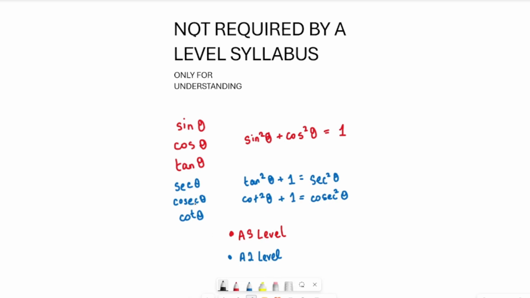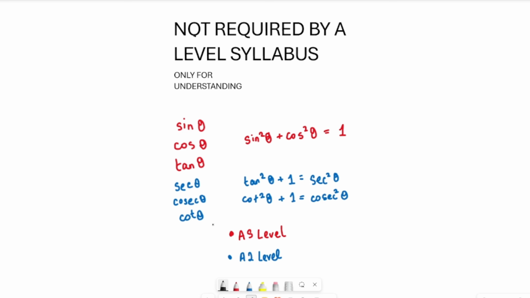Today I'll be discussing the basic trigonometric functions and the three Pythagorean identities, which are discussed in AS and A2. But before I start, I must tell you that none of this is required by the A-level syllabus. These derivations are only for understanding, and the only reason I'm making this video is so that I can help more students understand where these identities and functions come from.